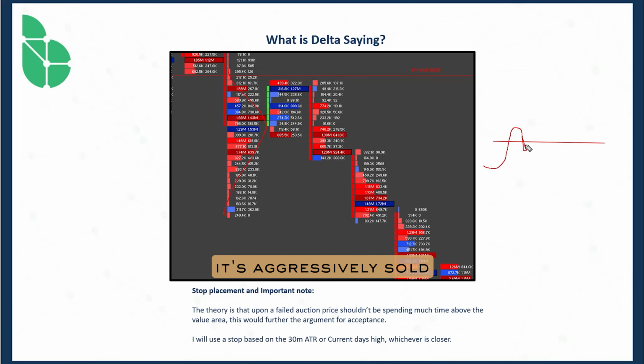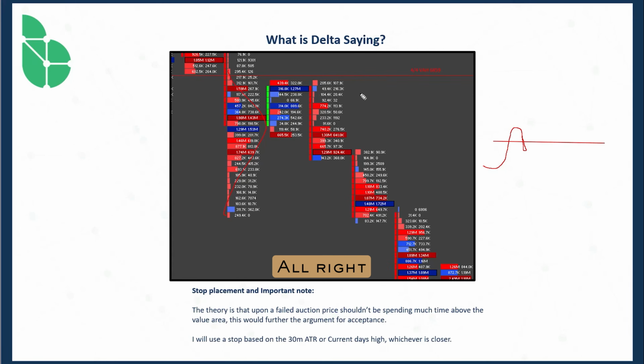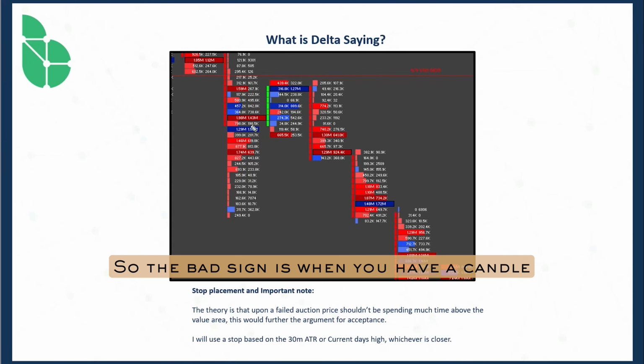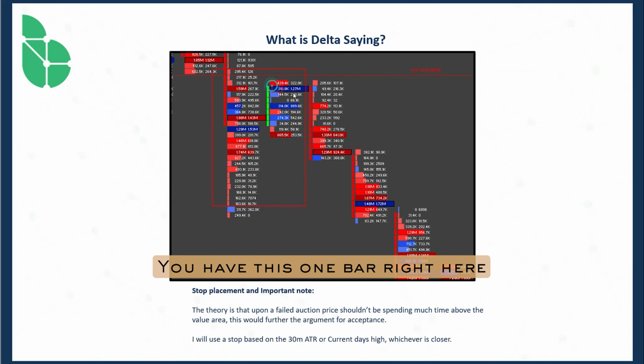You would want to see that it's aggressively sold and that the following candle right here was also followed by another shift in participation, all right? So the bad sign is when you have a candle that is green, okay? There's not a tremendous amount of buying though, right? It's not ridiculously fat towards the top. You have this one bar right here, but it's only just over 1 million contracts.